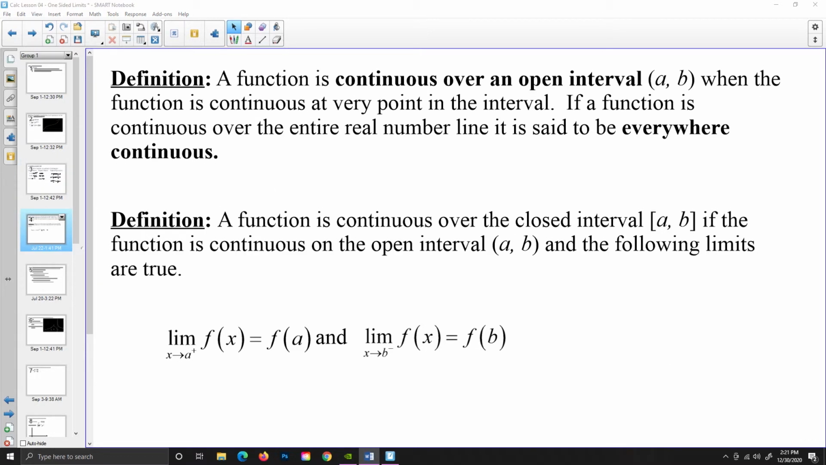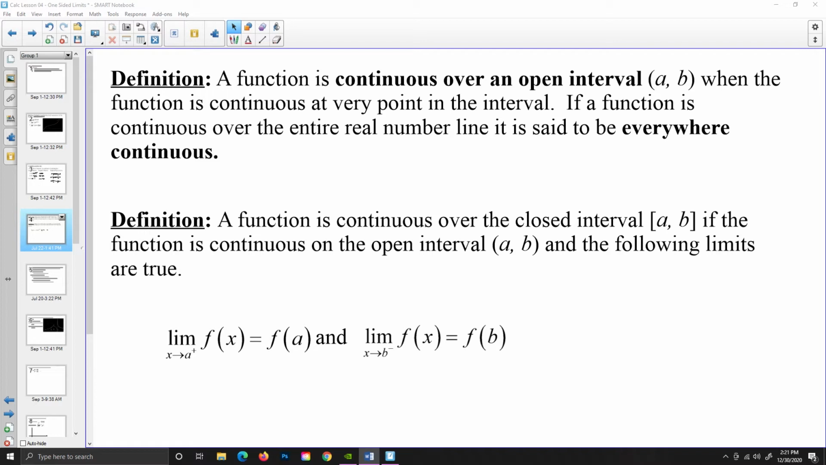So a definition: a function is continuous over an open interval a to b when the function is continuous at every point in the interval. If a function is continuous over the entire real number line, it is said to be everywhere continuous.